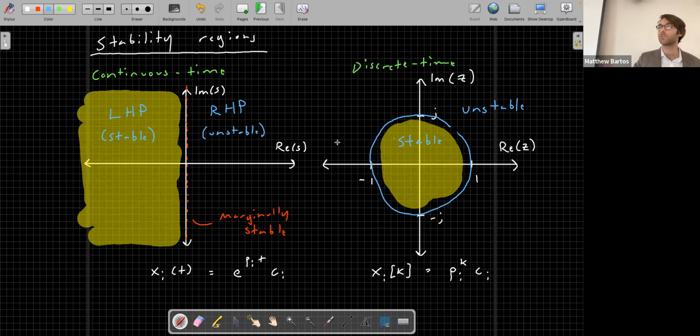All right, are there any questions on these regions of stability before I move on? Any questions? Cool.